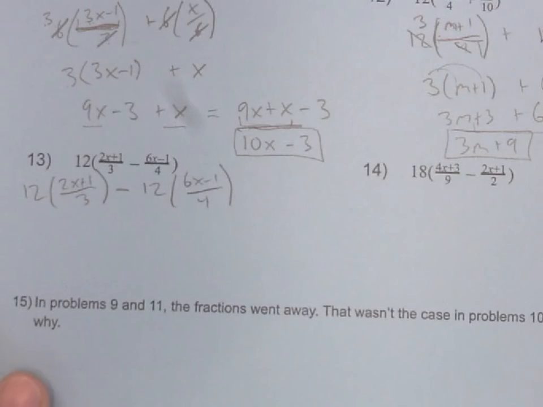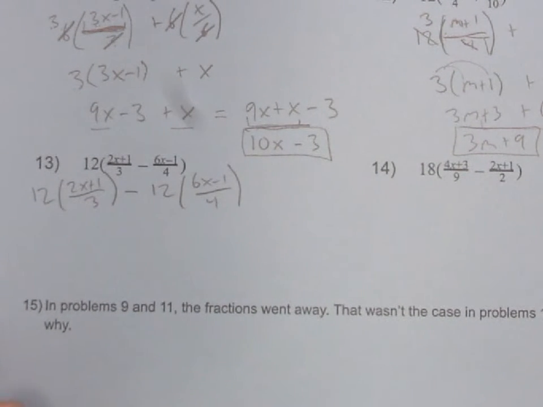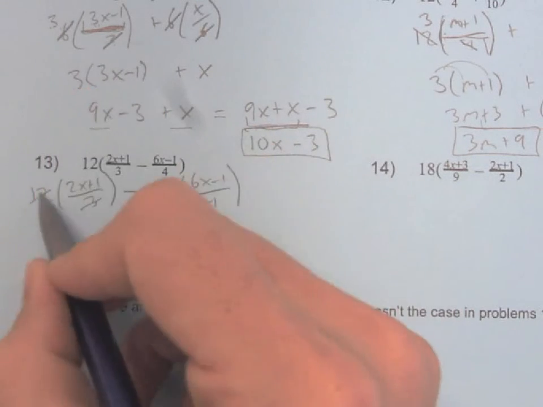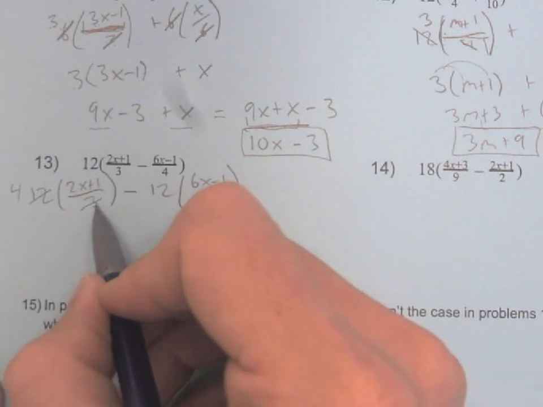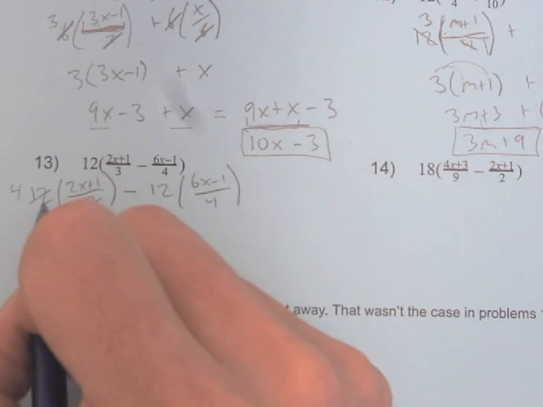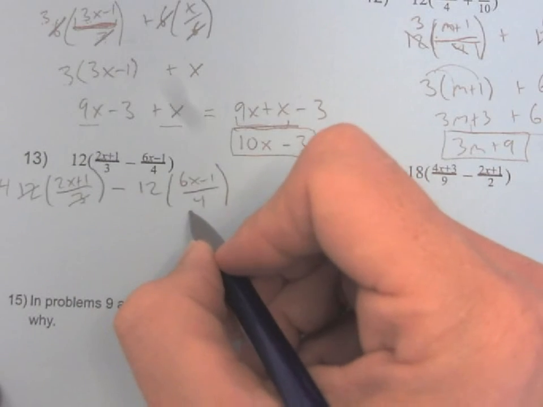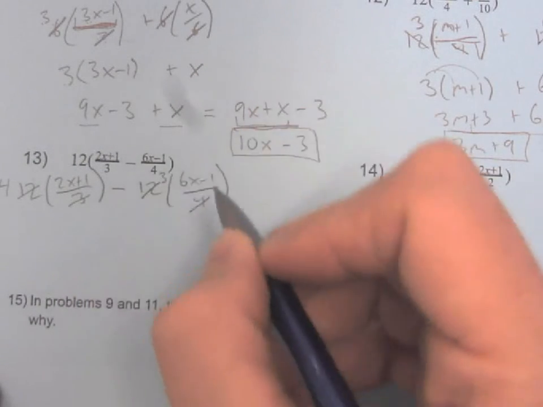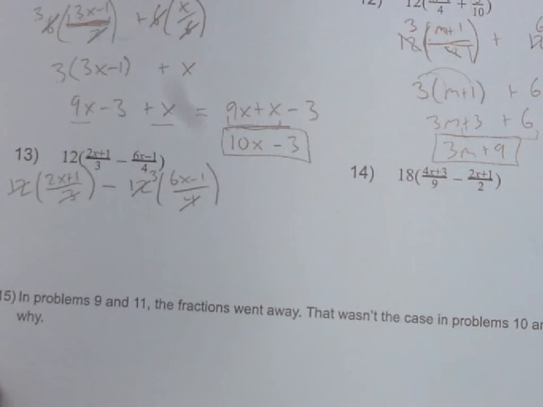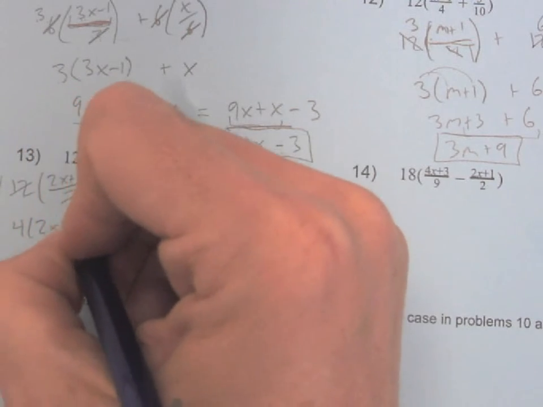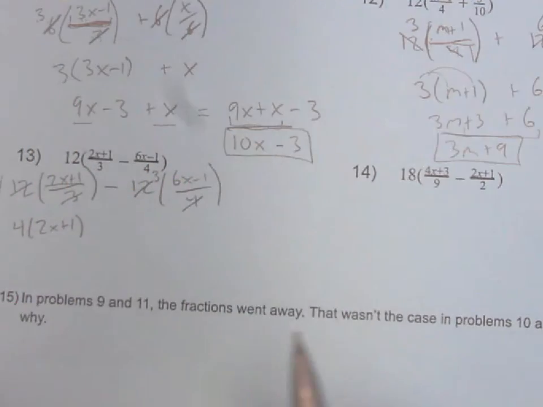Okay, now we're going to cancel common factors. So we're going to cancel the 3, common factor of 3. 3 goes into 3 once, so we cross it out. 3 goes into 12 4 times, so we leave a 4 there. Okay, over here, 4 goes into 4 once, and it goes into 12 3 times. So the common factor was 4, and we end up with a 3 left over. Okay, so I'm going to rewrite this as 4 times 2x plus 1, because remember this is a grouping symbol.